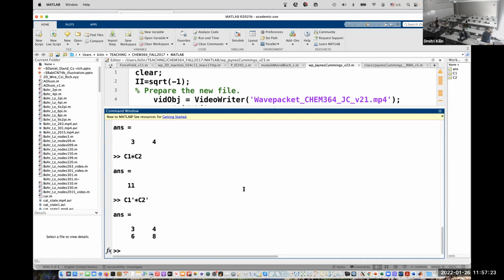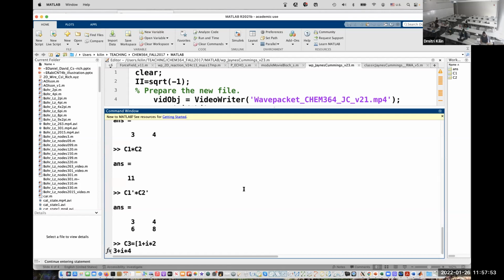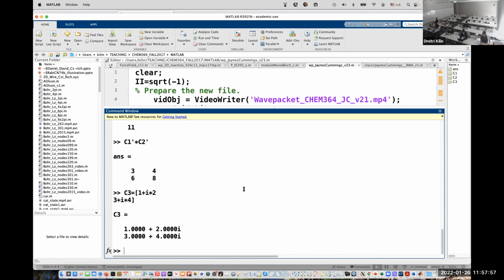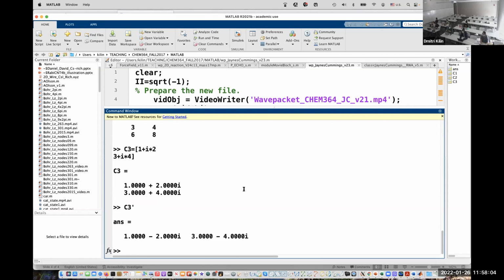So this apostrophe symbol makes inversion with respect to a diagonal. And if you define a complex vector and we do this transposing, this apostrophe flips it, it converts column into row, and it flips signs in front of the imaginary component.